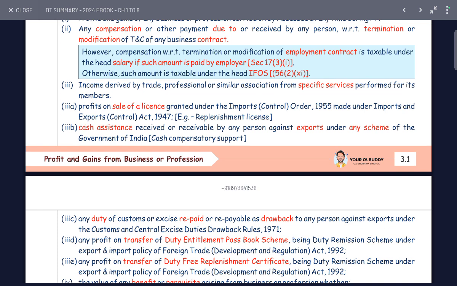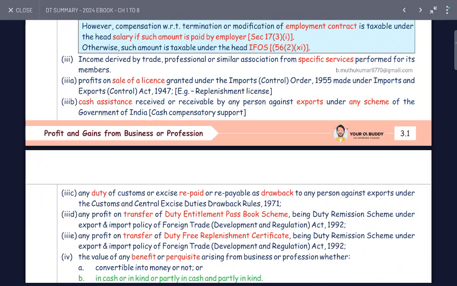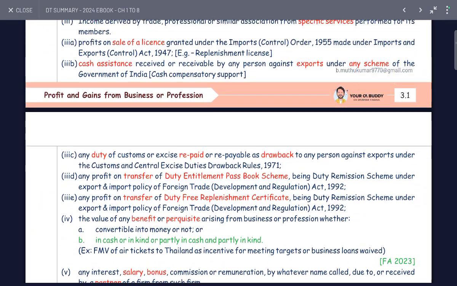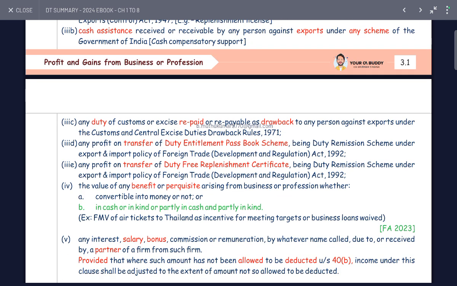Income derived from a trade, professional, or similar association for specific services performed for its members is business income. Profit on sale of a license granted under section 3 of the Imports and Exports (Control) Act is business income. Cash assistance received by any person against exports under any scheme of the Government of India is business income.